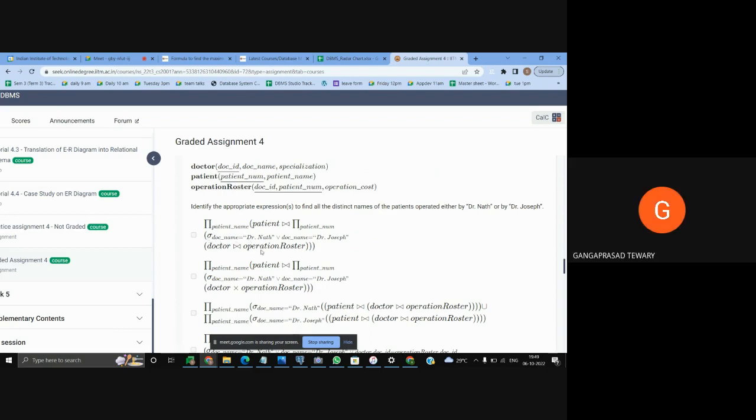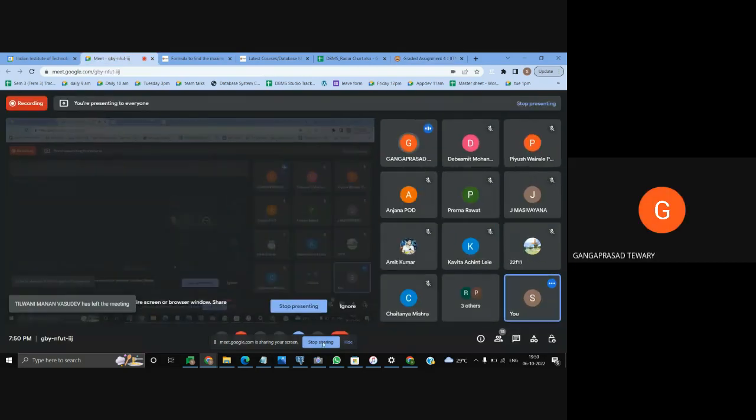Patient is a table, and that is getting joined with the patient number, with the given condition: doctor name equal to Dr. Nath or Dr. Joseph, and the natural join of doctor and operation roster. So we are carrying out joining here between doctor and operation roster. Okay, you got it.